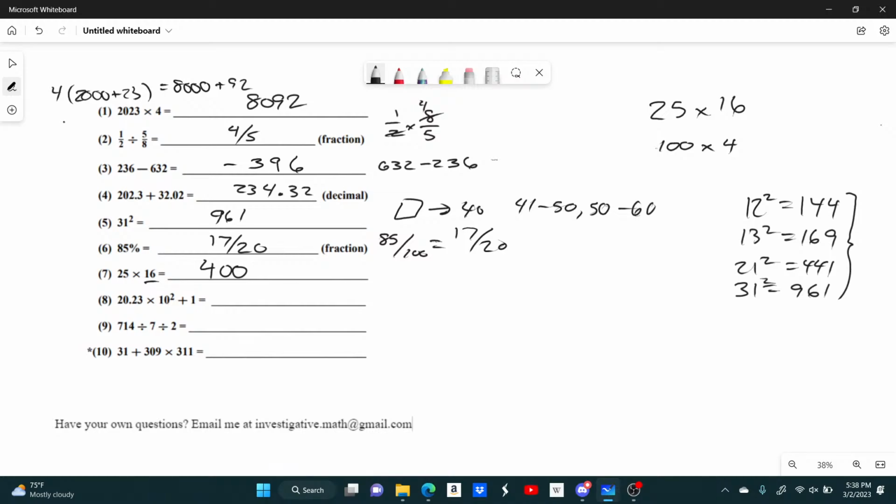All right, so number 8, this times 10 squared is just going to move the decimal over 2 to the right. And so in the end, this is just 2023 plus 1, which is 2024.